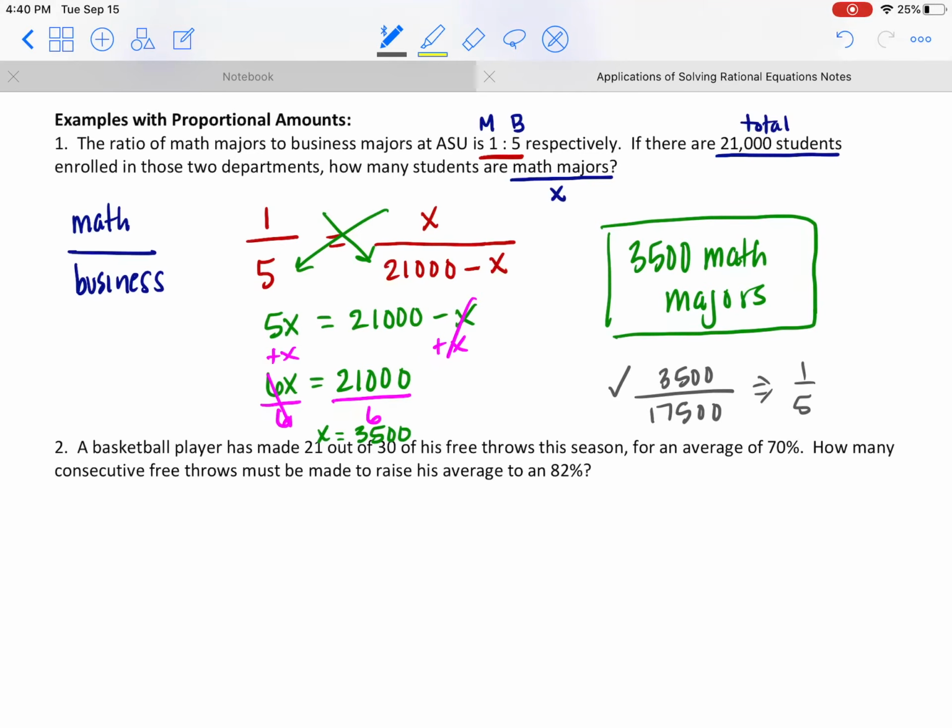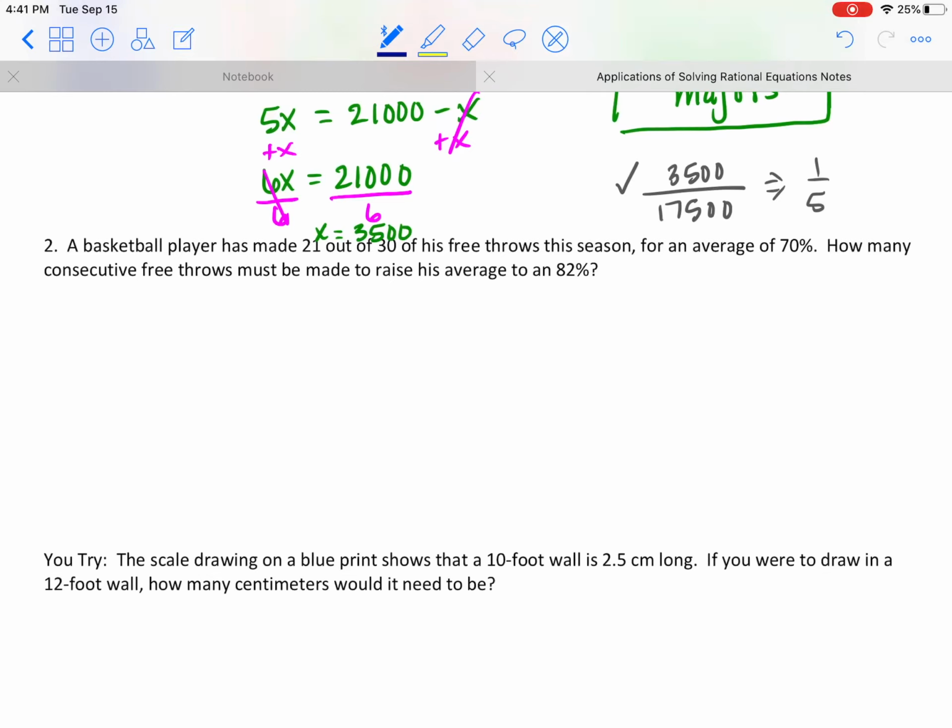Okay, let's try another one like that. So in the next one, we have a basketball player. He has made 21 out of 30 of his free throws this season for an average of 70%. How many consecutive free throws must he make to raise his average to an 82? So he's made 21 out of 30 free throws so far for an average of 70%. Now, this average of 70%, that is the same thing as the 21 out of 30. So I don't want to use both pieces of information since they're both representing the same thing. So I'm just going to leave the 21 out of 30 for now.